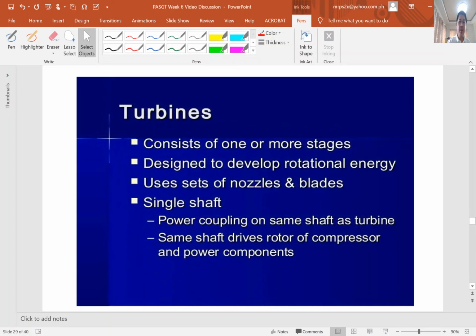Turbines consist of one or more stages designed to develop rotational energy, using sets of nozzles and blades. So we have single shaft, with the power coupling on the same shaft as the turbine. The same shaft drives the rotor of the compressor and the power components. I just rewind this video because in the beginning of this video I already discussed it, so just rewind for more information.